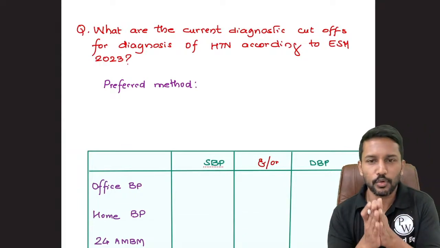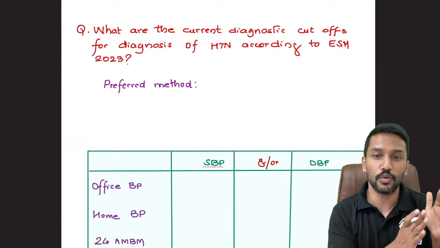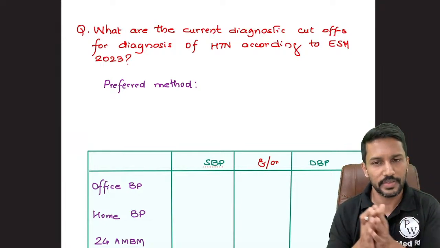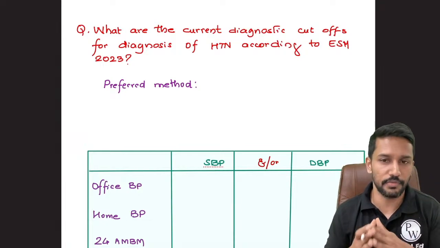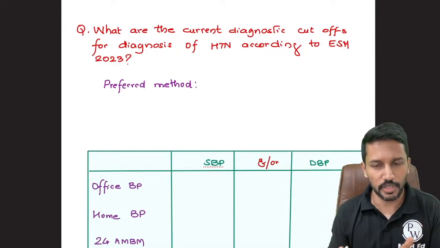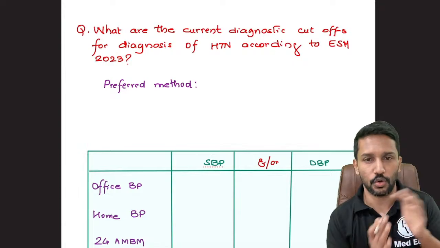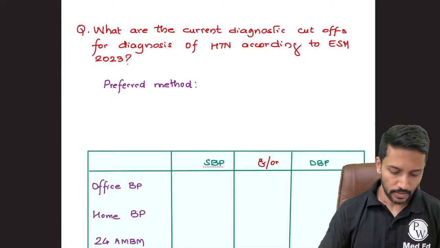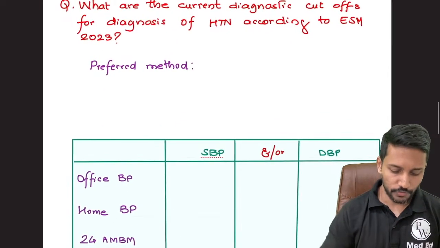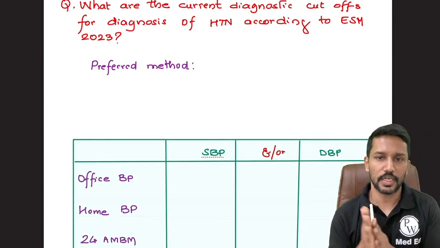So, Samantha, pulmonary hypertension refers to elevation in blood pressure in the pulmonary artery and its branches. When we say systemic hypertension, we are referring to elevation in blood pressure in the aorta and its branches. The blood vessels giving the blood to the systems, right? Different organs and tissues, not the lungs. Okay. Now, what are the current diagnostic cutoffs for the diagnosis of hypertension according to European Society of Hypertension 2023?